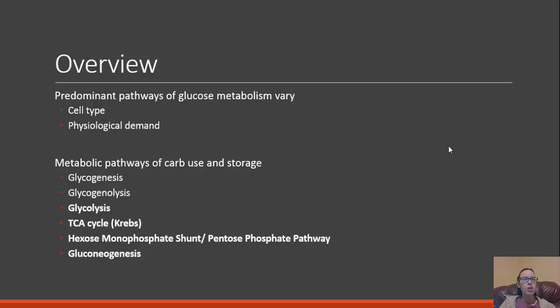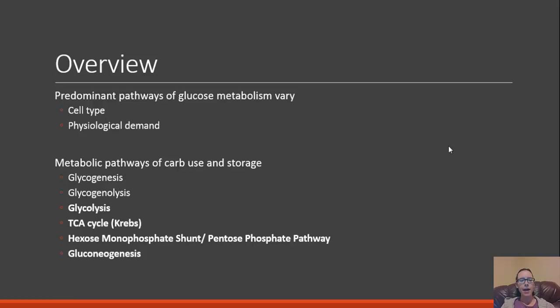Okay, so the predominant pathways of glucose metabolism vary according to cell type and physiological demand. So what is our body going through at the time? Are we fasting? Are we exercising? Did we just eat a big meal? What kind of tissues are we supplying energy to? Do they have mitochondria? Can they go through oxidative phosphorylation and so on?